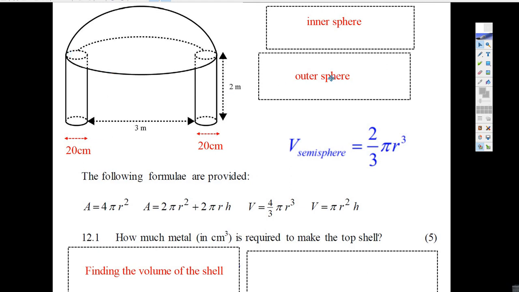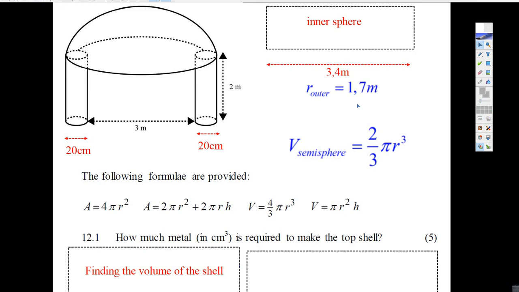So what's the radius? We're going to look at the outer sphere now. We've got to get the radius of this outer sphere, the outer hemisphere. And if you've done it right, you'll get the radius. It's 3.4 all the way across. It's half of the diameter. It must be 1.7 meters. Well, there's the outside one.